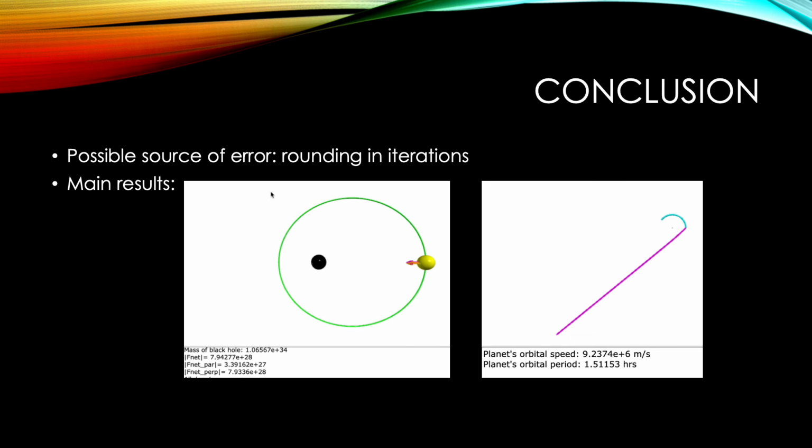According to the first screenshot, the mass of the black hole is 1.06 times 10 to the 31st power kilograms, and according to the second screenshot, the planet's orbital speed would be 9.23 times 10 to the 6th power meters per second, and when it's put in vector form, it would be negative 4.8 times 10 to the 7th meters per second for the x component, and for the y component, it'd be 2.5 times 10 to the 6th power meters per second, and for the z component, it'd just be 0 meters per second.